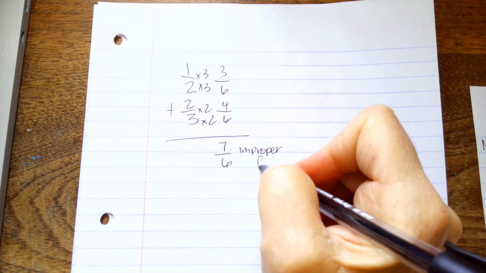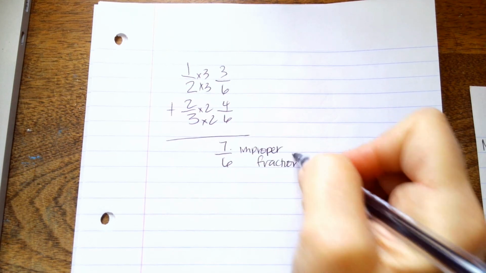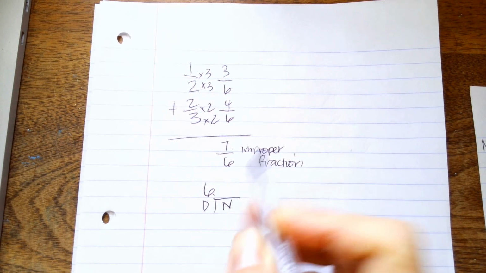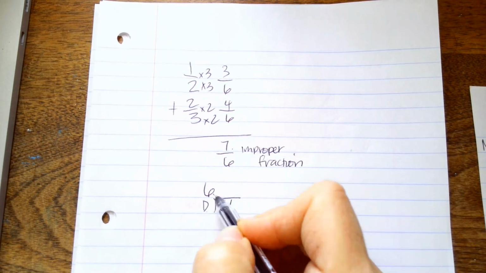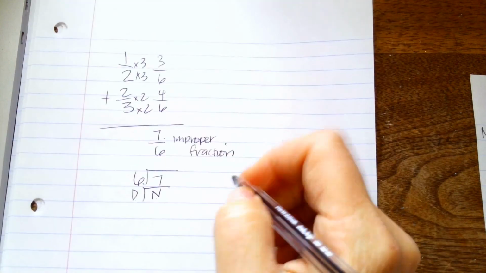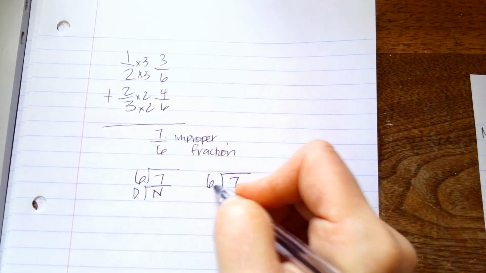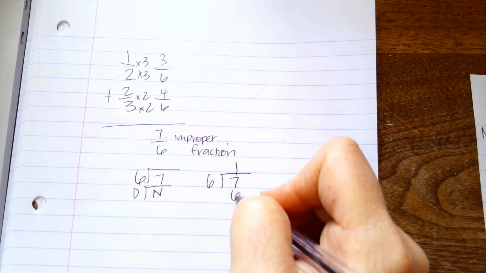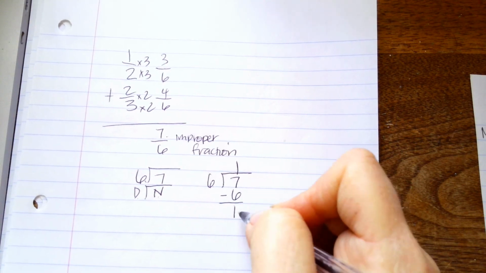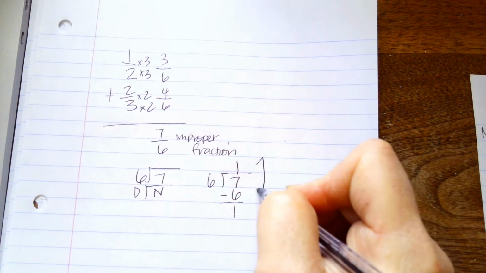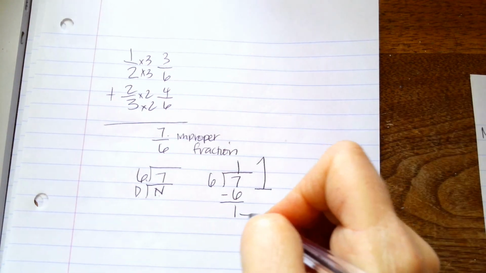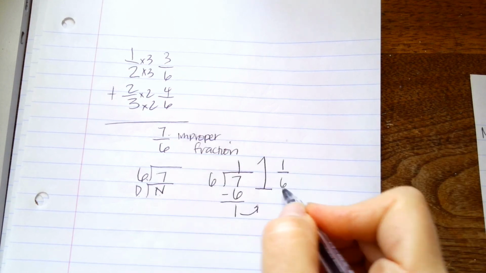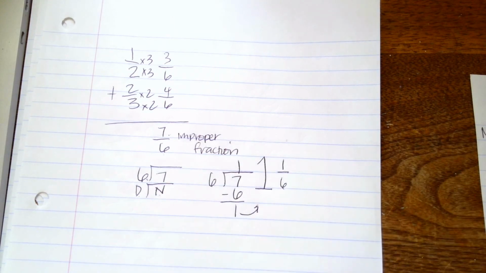To turn it into a mixed number, we have to do dividing. So we take the denominator and put it here, and we put the numerator here like this. Let me do it over here so it gives me more room. 6 goes into 7 one time. 6 times 1 is 6. And then we do a subtraction. This becomes our whole number. This becomes our numerator. And then we keep the denominator the same. So it's 1 1/6. Does that make sense?